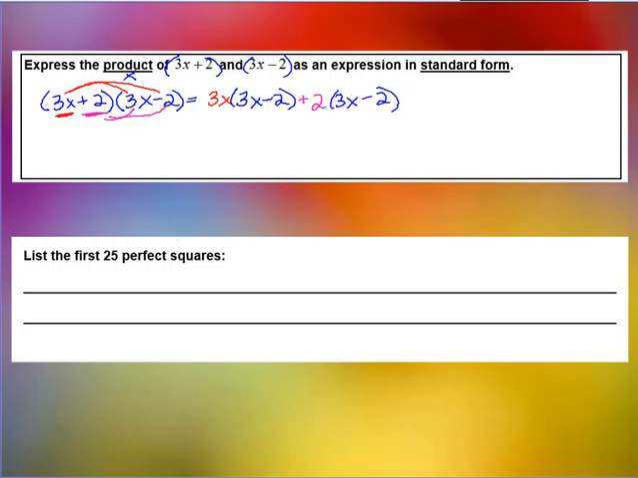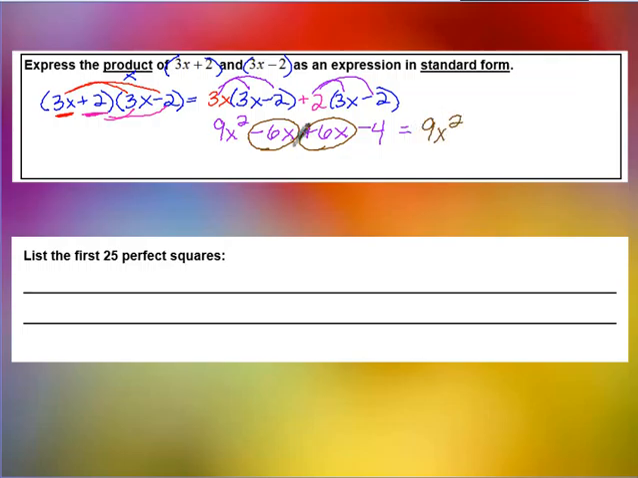Now when I multiply, we end up with 3x times 3x is 9x squared. 3x times negative 2 is negative 6x, plus 6x, and then minus 4. Our final answer, after combining like terms, turns out to be just 9x squared minus 4, because positive 6x combined with negative 6x ends up being 0. So this is our final answer in standard form. I've already combined like terms, highest exponent down to no exponent.